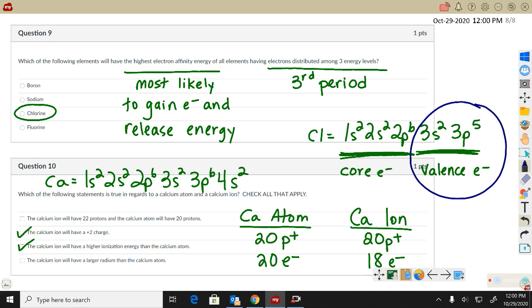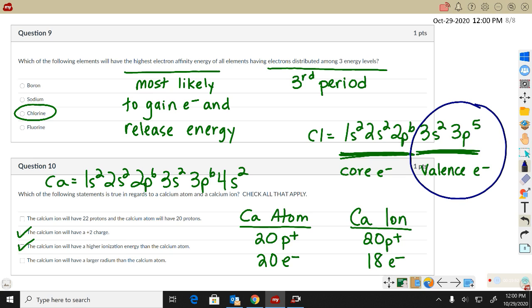And then at the end, number 10, check all that apply. Which of the following are true in regards to the calcium atom versus the calcium ion? Okay, so atoms versus ions. The ion is charged. We've either gained or lost electrons to fill the outer energy level.